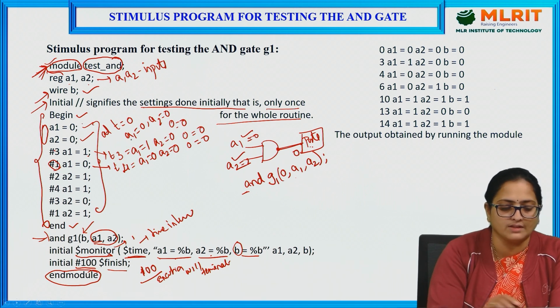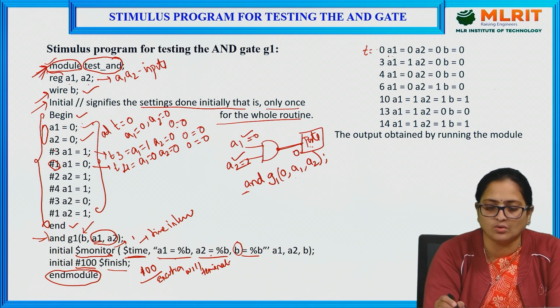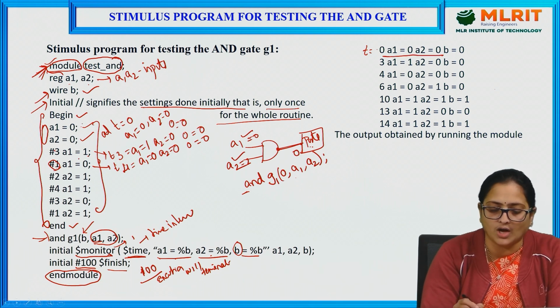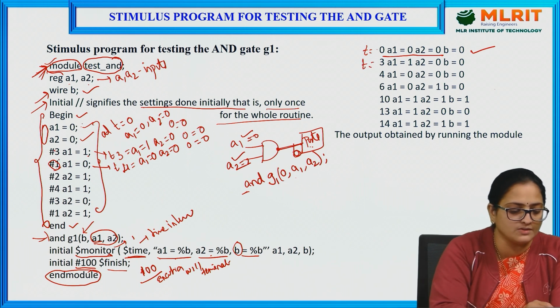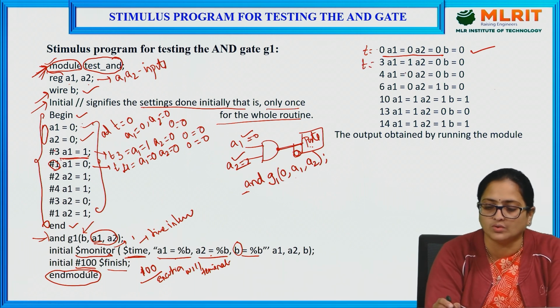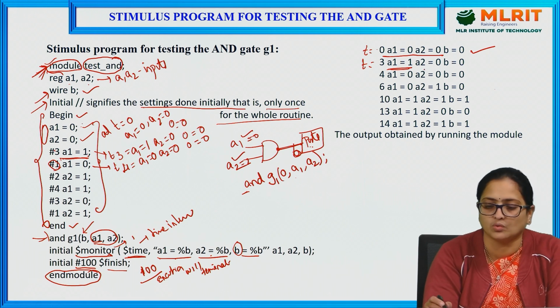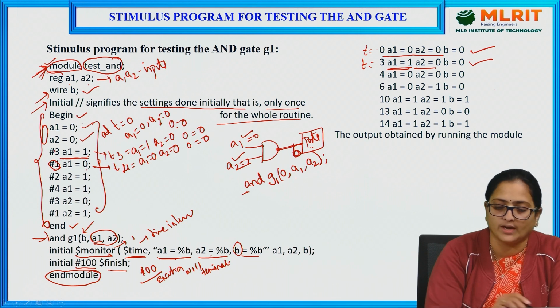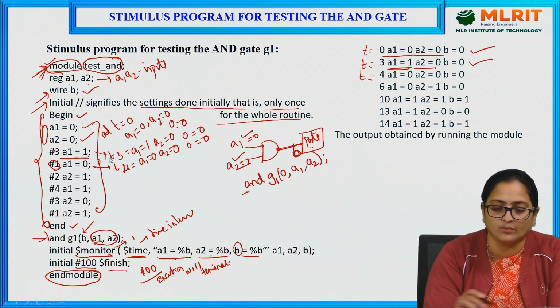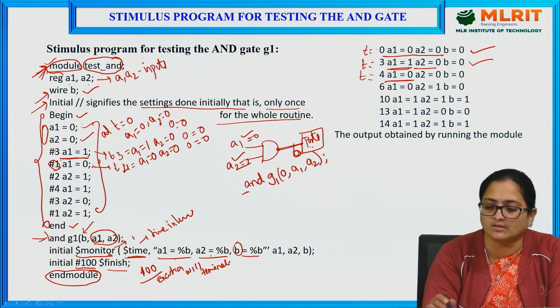So here we'll see, at time t is equal to 0, A1 0, A2 0, and output B is providing 0. At time t is equal to 3, I asked only A1 to change to 1 and I didn't ask A2 to change. So A2 will be 0, so B will be 0. And 3 plus 1, 4. At time t is equal to 4, A1 will be changed to 0. A2, we didn't mention A2 here. So A2 is 0, B is equal to 0.